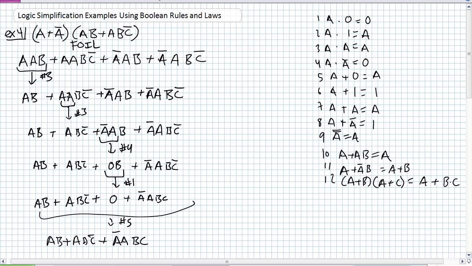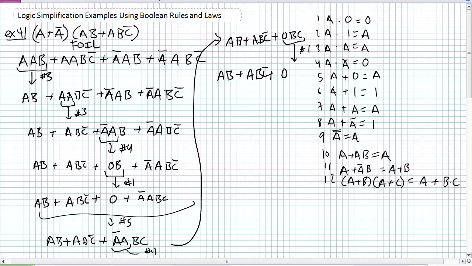Okay, what's the next occurrence here? Probably that guy right there. That is something ANDed with its complement, i.e. rule number 4 again. And that's going to bring us all the way up to the top. What's this guy? That's number 1. What about rule number 5 again?